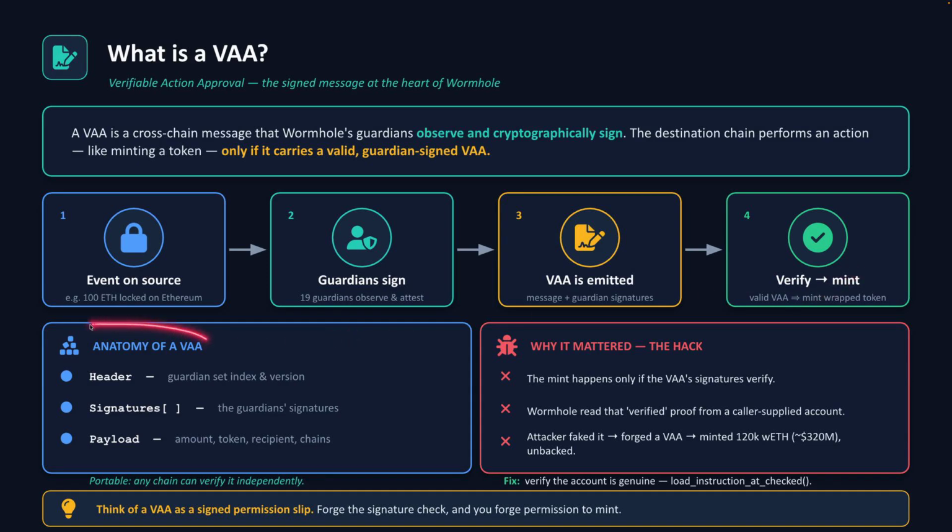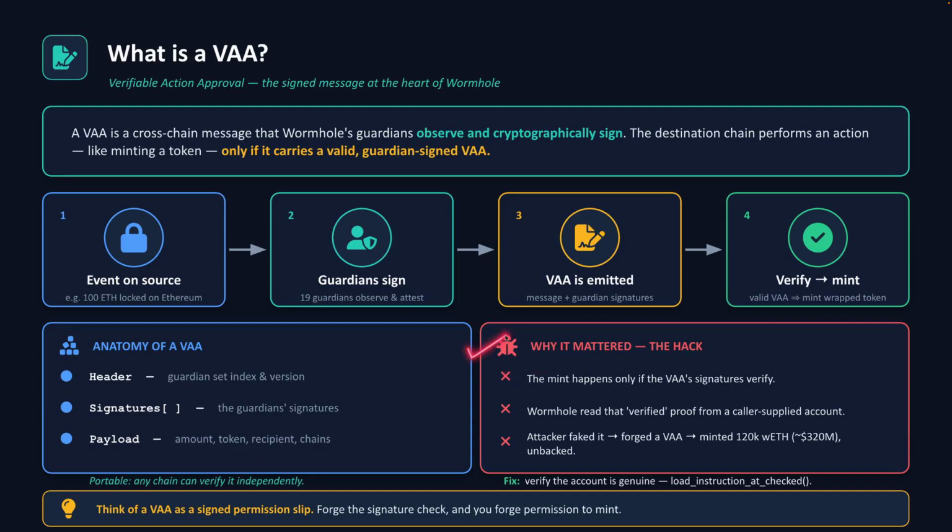What does a VAA payload contain? It contains a header, guardian set index and its version. It contains an array of signatures which has the guardians' signatures, and it contains the payload: the amount, token, recipient and chains. It is portable. Any chain can verify it independently.